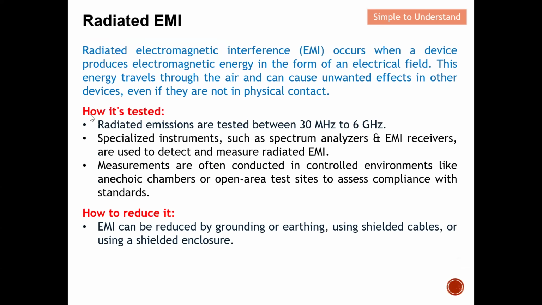Next, how can this be tested? Radiated emission is required to be tested between 30 megahertz and 6 gigahertz. Special equipment, such as a spectrum analyzer and an EMI receiver, is used to detect and measure the radiated EMI. Measurements are often conducted in a controlled environment, like an anechoic chamber or an open area test site, to assess whether the device complies with the standard.